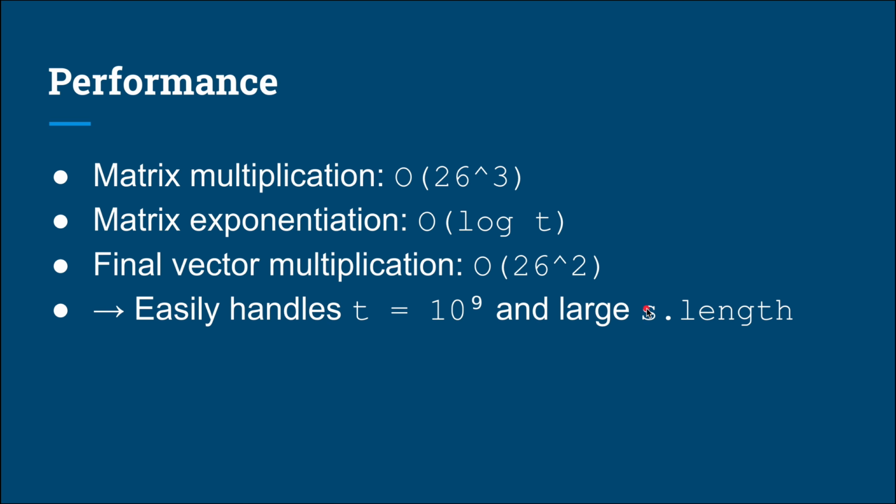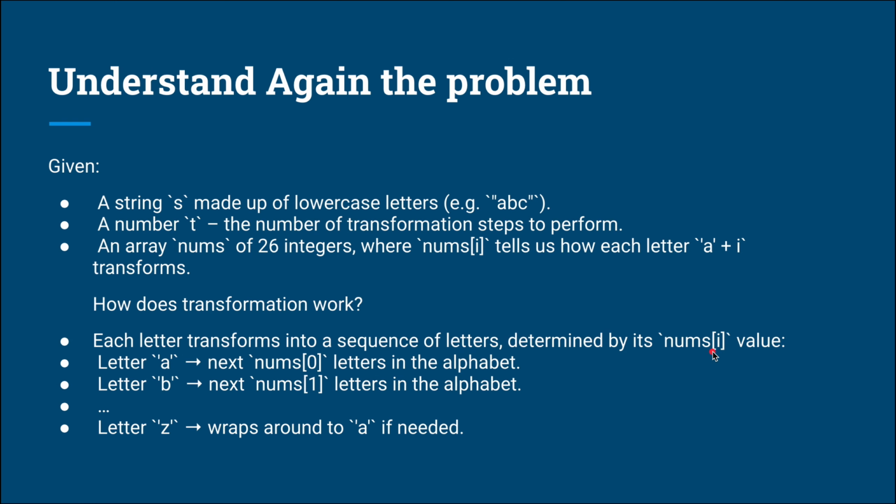Okay, so for the performance: building the matrix will take O(26^3), matrix exponentiation will take O(log T), and the final multiplication will be O(26^2). That will easily handle 10 to the power 9, because this is not much slow, and a large s.length. So understand the problem again, go through it, and let's go to the code, right?